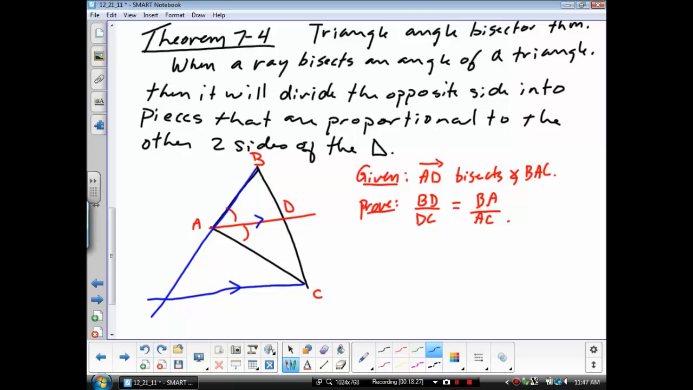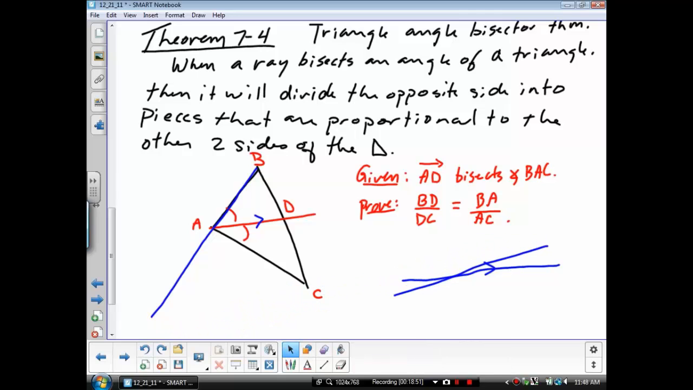My line got a little crooked. I'm going to try to do this again. Still got a crook in my line. Let me cheat. Okay, parallel. That looks like it might do it.